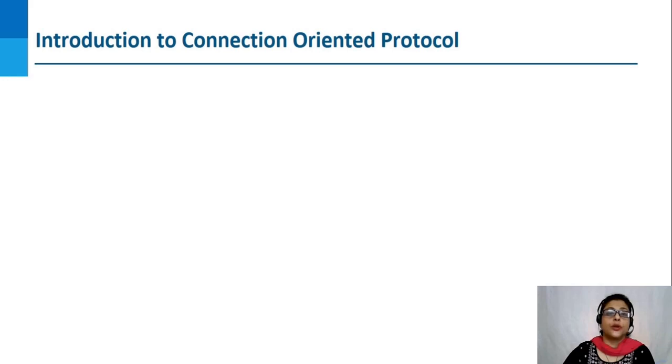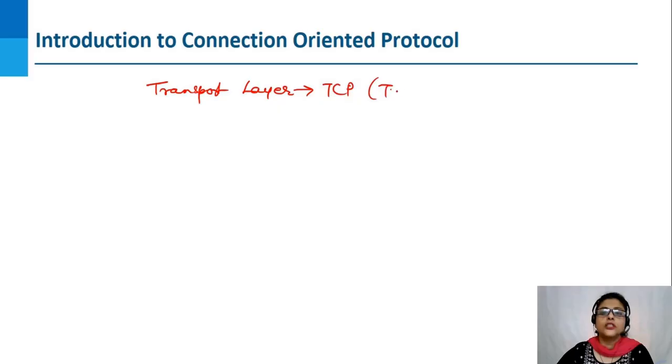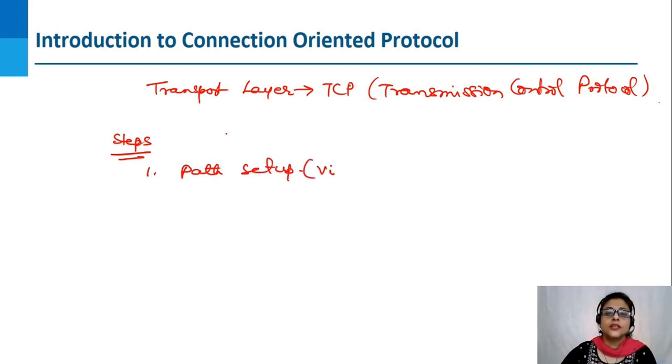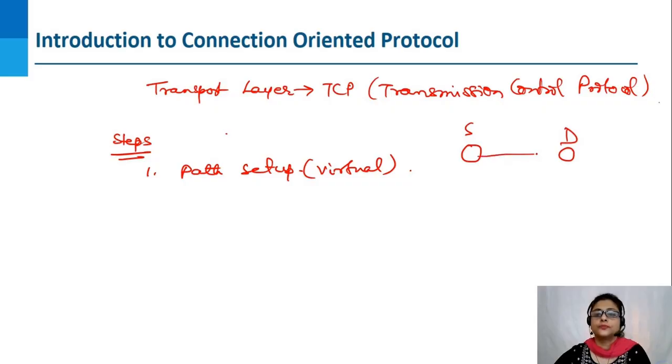Introduction to connection-oriented protocol. For connection-oriented protocol at the transport layer, we use TCP or Transmission Control Protocol. It is connection-oriented, so there are 3 steps that are required for a message to be transferred from the host to the destination. Number 1, a path setup should be necessary. This is basically a virtual path which should be set up between the source and the destination.